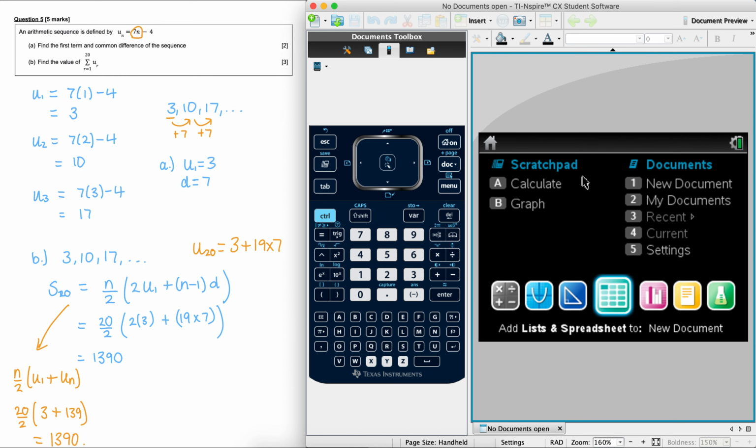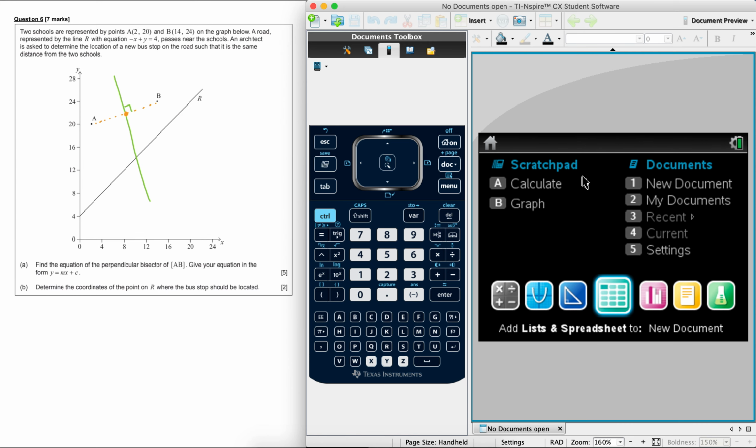Okay, so let's label the points on here. So we have point A, which is (2, 20), and we have point B, which is (14, 24). So we're going to need both of those points. So the first thing we're going to do is find the midpoint between them.